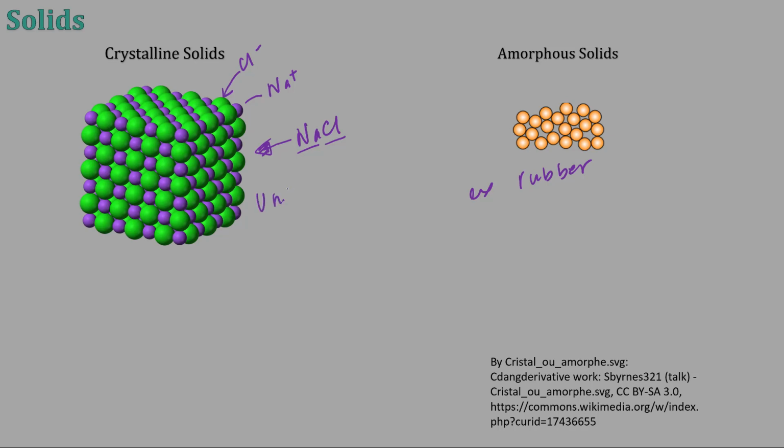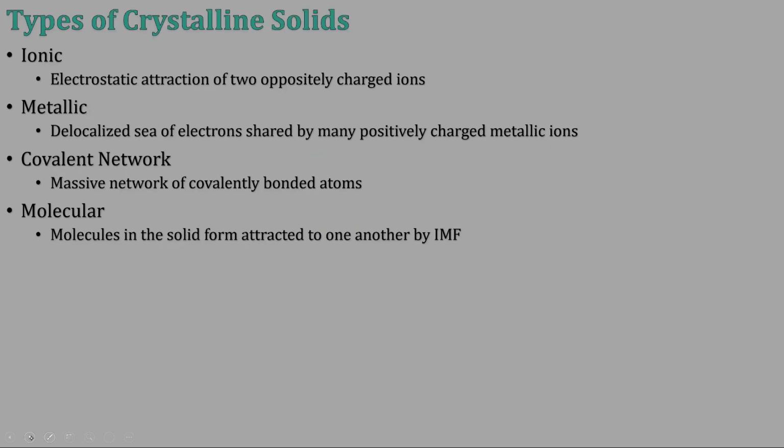So it's uniform in composition, it's repeating patterns, and there are several different types of crystalline solids that we're going to look at. All right, so the 4 different types, the first one is ionic. And ionic is an electrostatic attraction of 2 oppositely charged ions. Usually it's a positive metal ion and a negative nonmetal. So for magnesium bromide, MgBr2, sodium chloride, NaCl. Those are ionics.